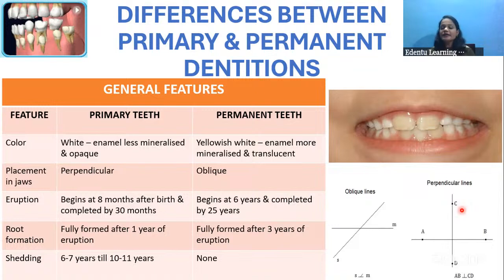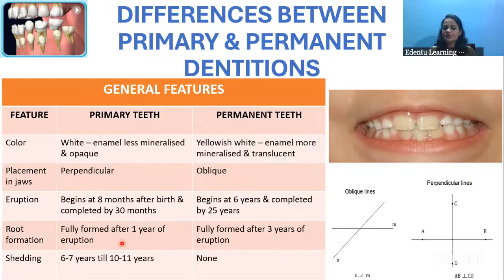Now, if you look at the eruption, the primary teeth erupt somewhere between 6 to 8 months after birth, and it is usually completed by 30 months. Permanent teeth start erupting by around 6 to 7 years of age and complete by 25 years. The last teeth to erupt are the third molars, which usually erupt by around 25 years of age. So the eruption gets completed by 25 years.